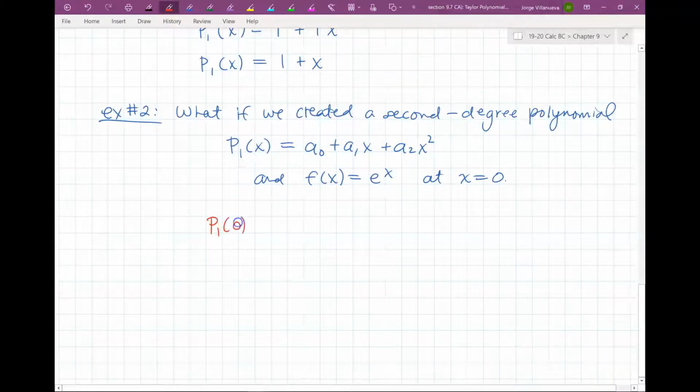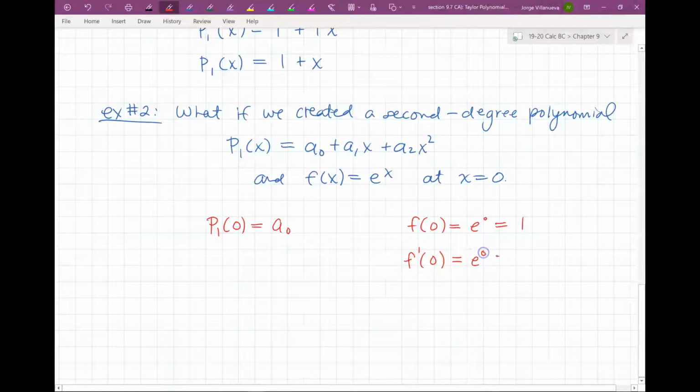P sub 1 of 0, we found this out. If we plug in a 0, P sub 1 of 0 is a sub 0. That would be my original function for that polynomial. And f of 0 would just be e to the 0, which is 1. Now, what's f prime of 0? Well, we figured that out earlier.